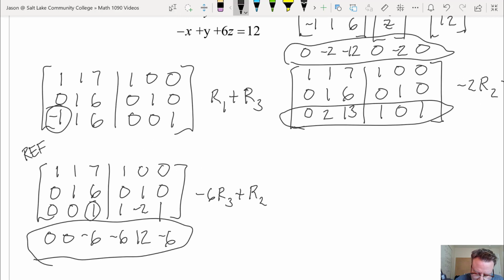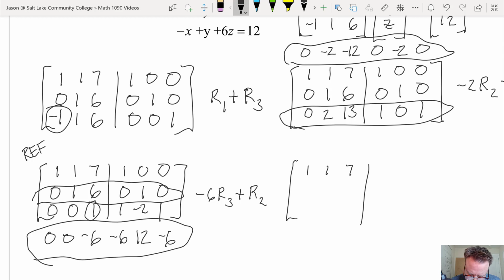So I'm going to be adding it to this row. Okay. And what do we end up with? We end up with 1, 1, 7, 1, 0, 0. And then the middle row will become 0, 1, 0.